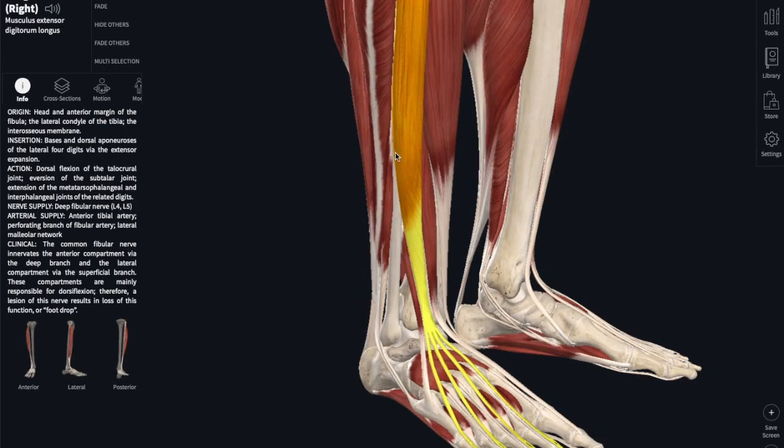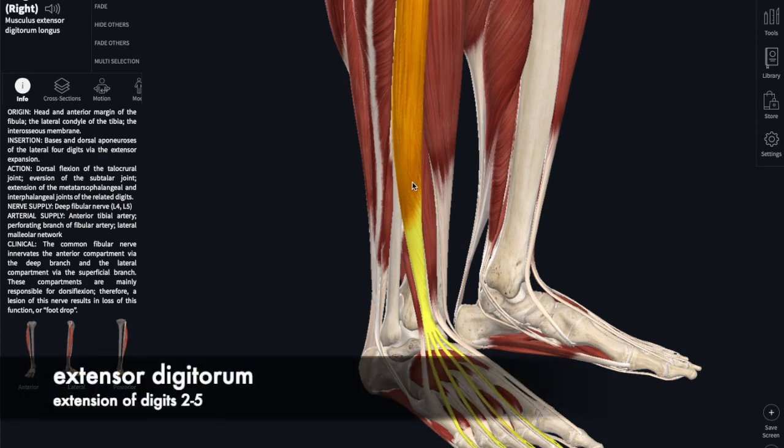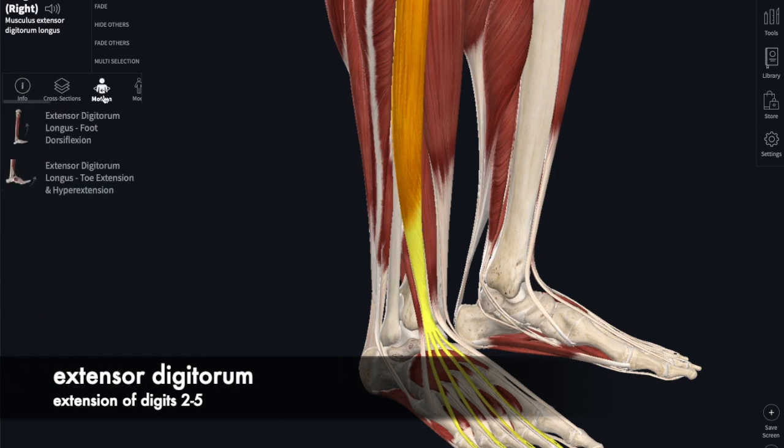Now let's take a look at the extensor digitorum. This muscle is also located on the anterior lower leg. It's situated lateral to the extensor hallucis longus. As indicated by its name, it is involved in extension of digits 2 through 5. Let's take a look at its action.